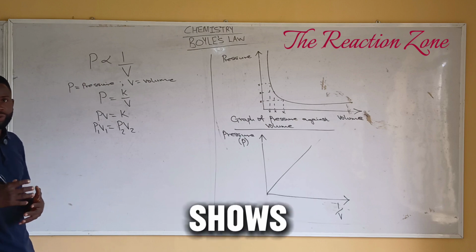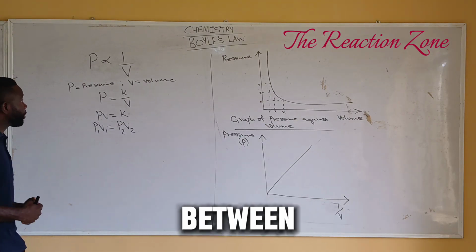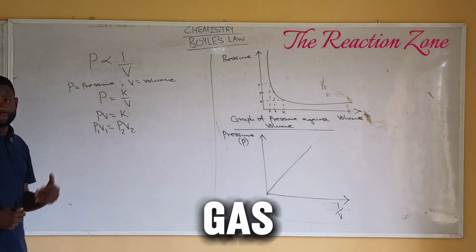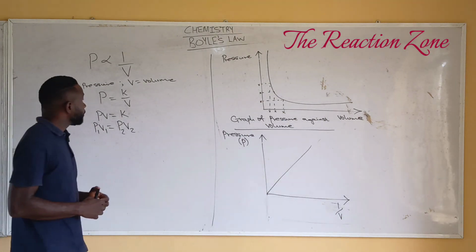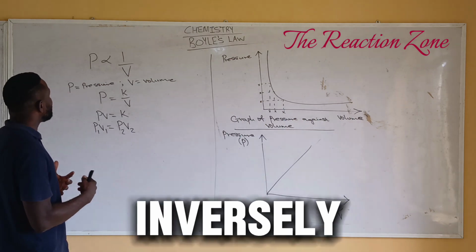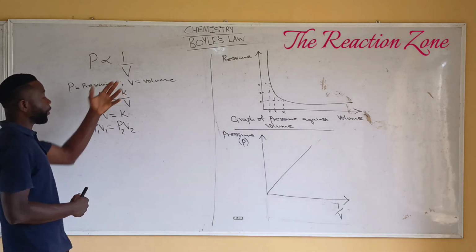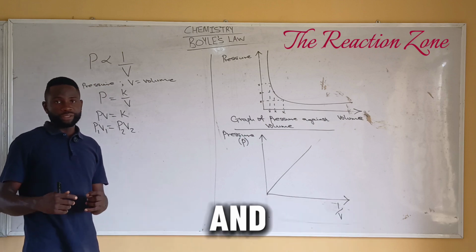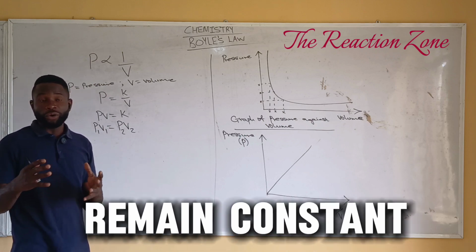Boyle's Law shows the relationship that exists between the pressure and the volume of a gas. It states that the pressure of a gas is inversely proportional to its volume, provided that temperature and amount of gas remain constant.